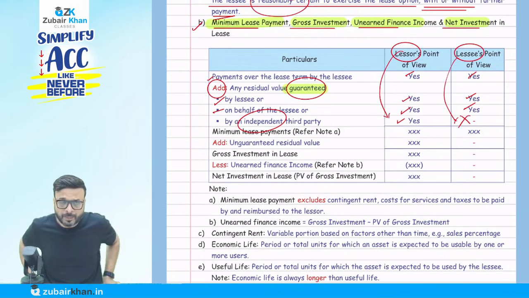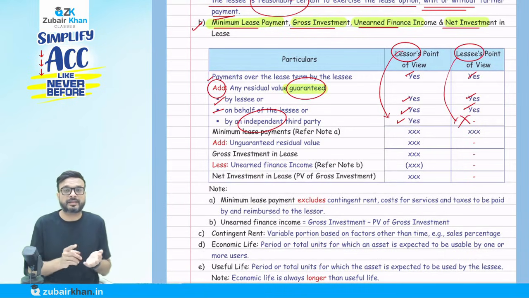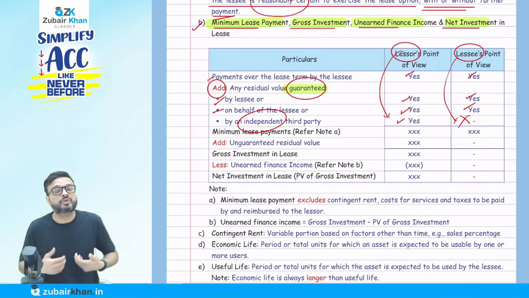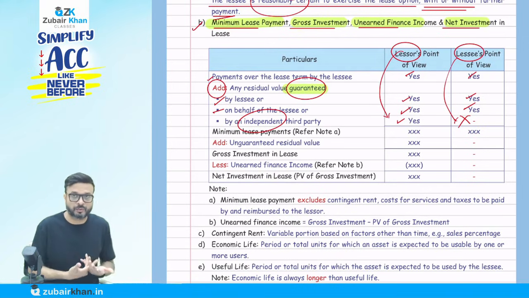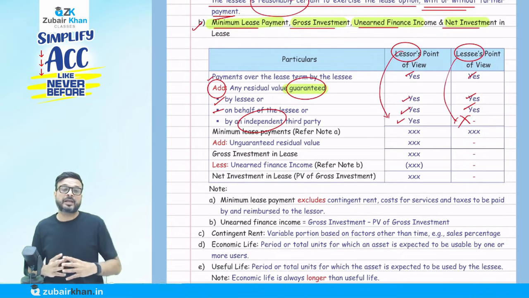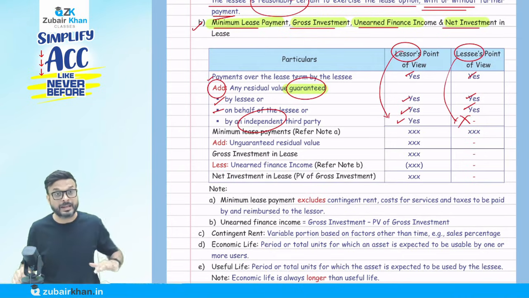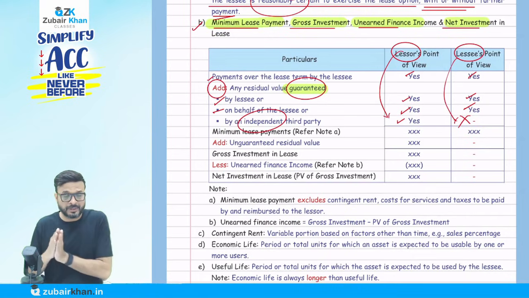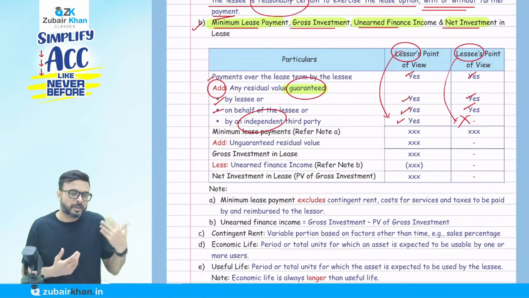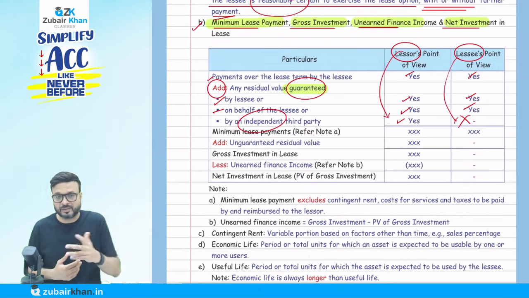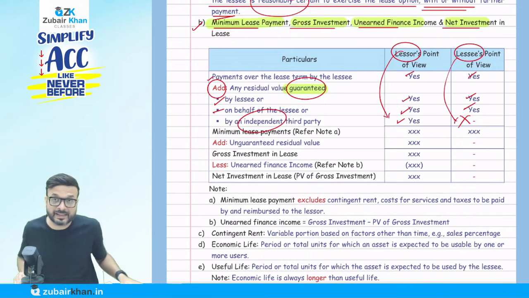Why? Because this amount is not going to be paid by the lessee in this case, or on behalf of the lessee by anyone. So why should it be in the minimum lease payment from the lessee's point of view? That's why, if any residual value is guaranteed by an independent third party, that is going to be received by the lessor. So it is a part of the minimum lease payment from the lessor's point of view, but it is not going to be paid by the lessee, so it is not a part of the minimum lease payment from the lessee's point of view.